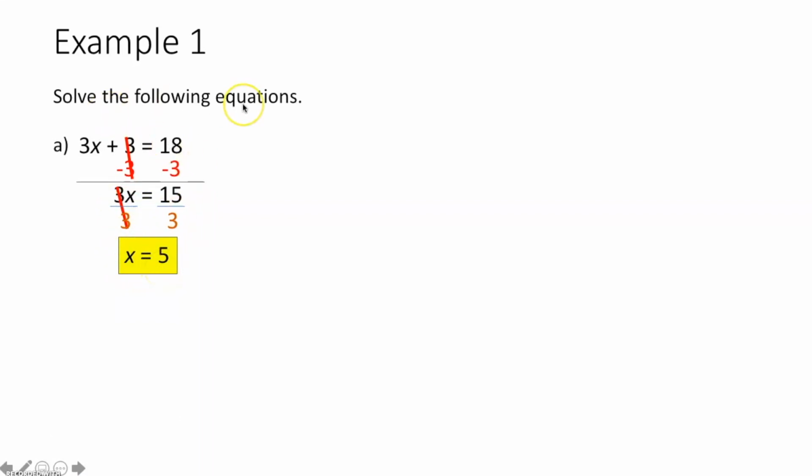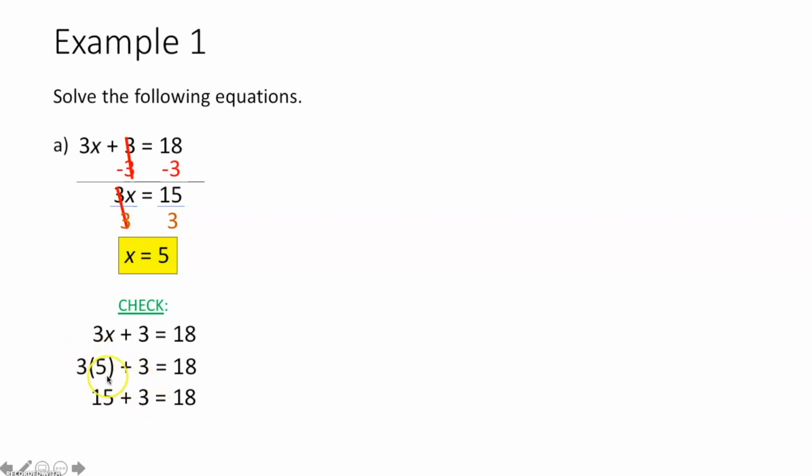Now, when you solve an equation, you can always check your answer to see if you did it right. In order to do that, all you have to do is take this 5 and plug it back in the original equation for x. So I'm going to take the 5, plug it in for x. Now I'm going to simplify this. I'm going to multiply the 3 and the 5. I get 15, and then I'm going to do 15 plus 3.